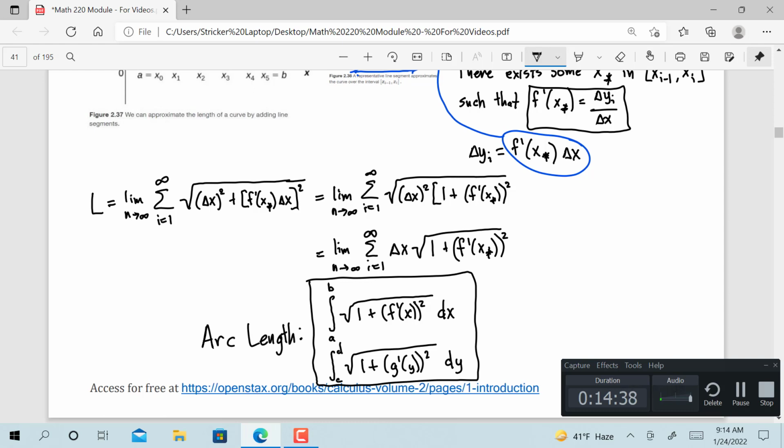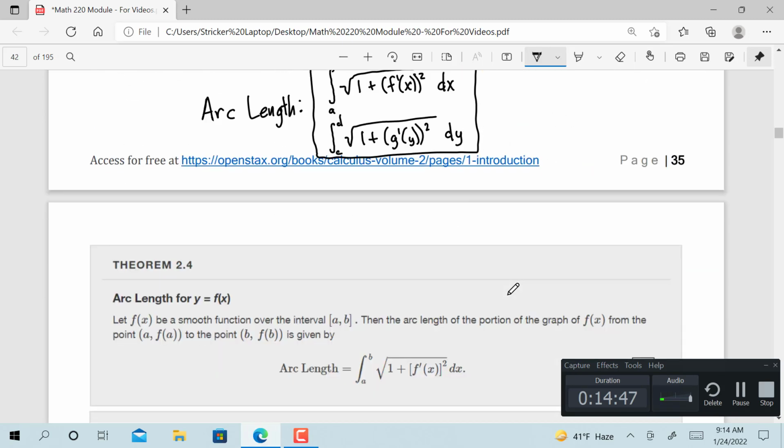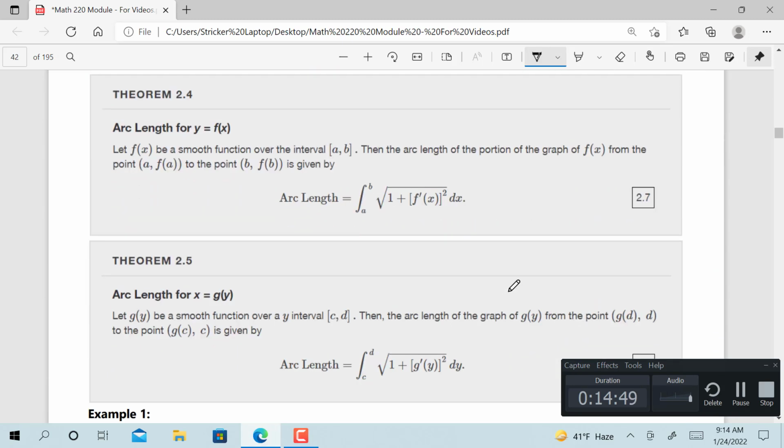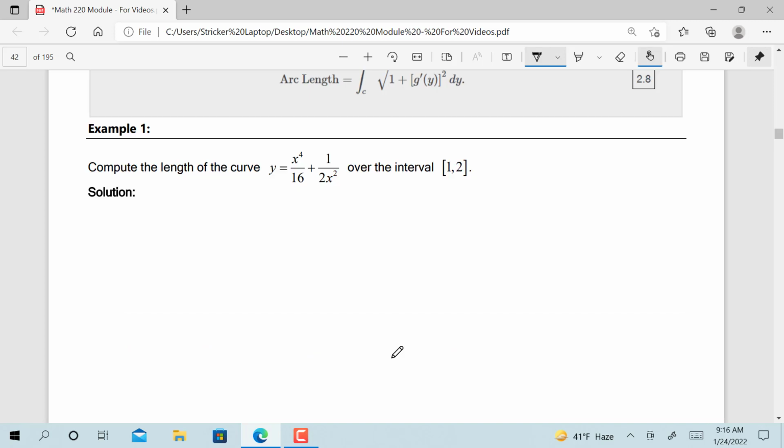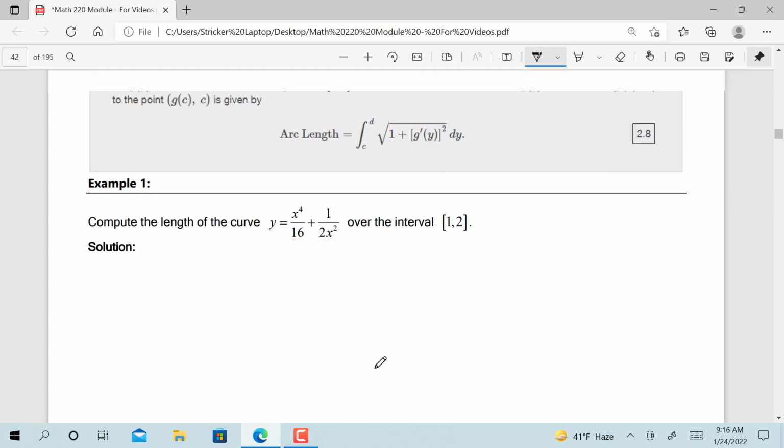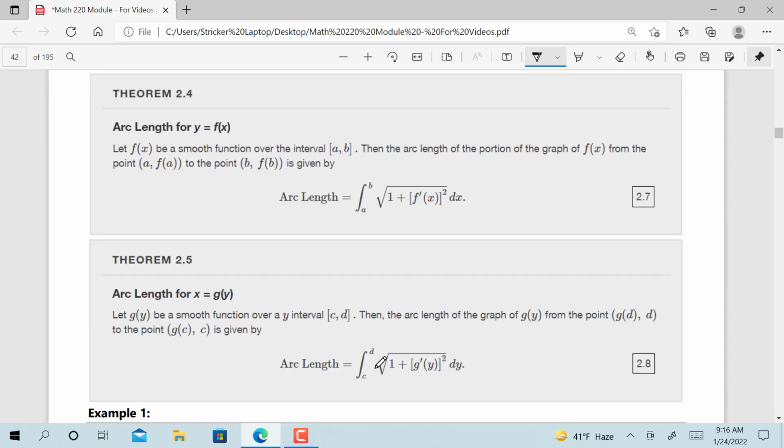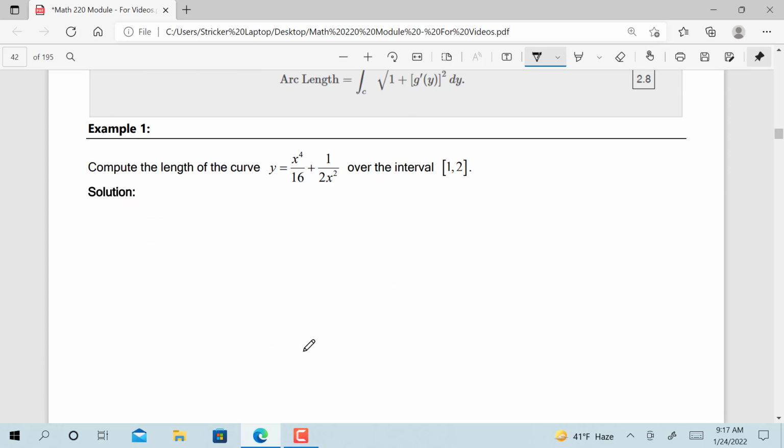You can pick either one. Let's look at an example. So again, at the top of the next page, you can see both of those formulas and when to use them. So in example 1, we have y given as a function of x. So if we look real quick at these two theorems, we're going to want to use theorem 2.4 because we have a graph of a function of x, which means we need to find the derivative of that function.